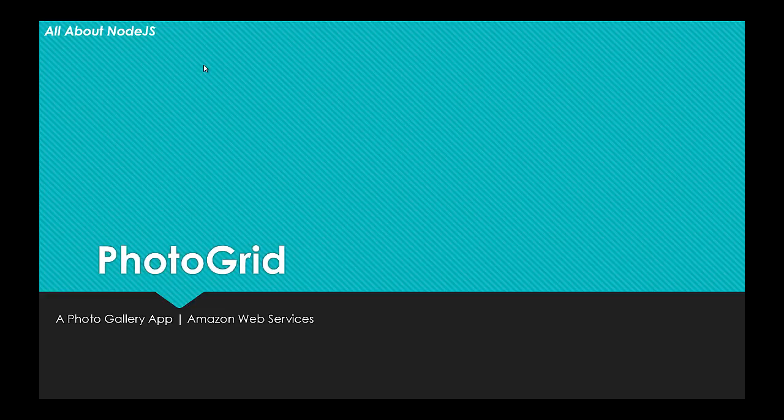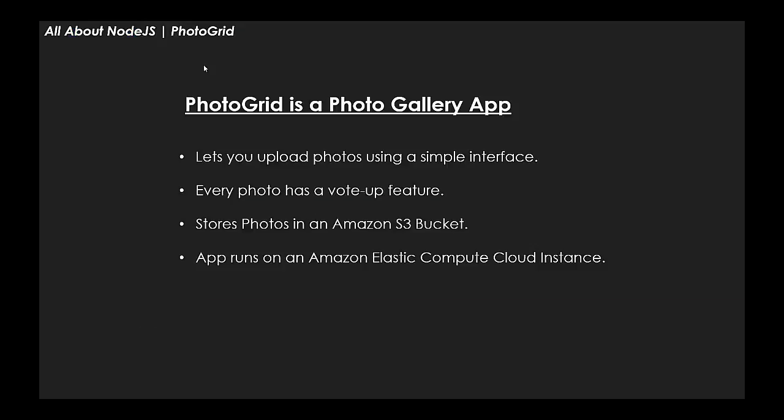In this project, we're going to create a photo gallery app called PhotoGRID. PhotoGRID lets the user upload photographs using a very simple to use interface. Every photo that displays up in the gallery also has a vote up feature that lets you rank images based on your preference. All photos that are uploaded using PhotoGRID are stored in an Amazon S3 bucket, which is essentially a storage service provided by Amazon in the cloud.